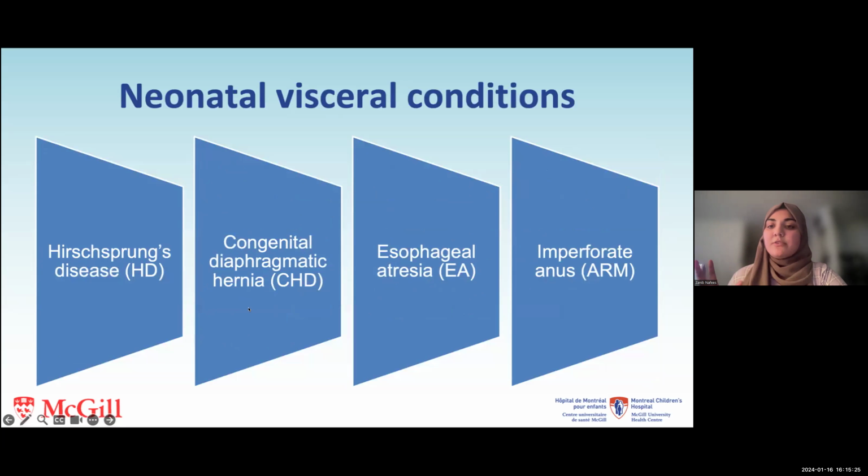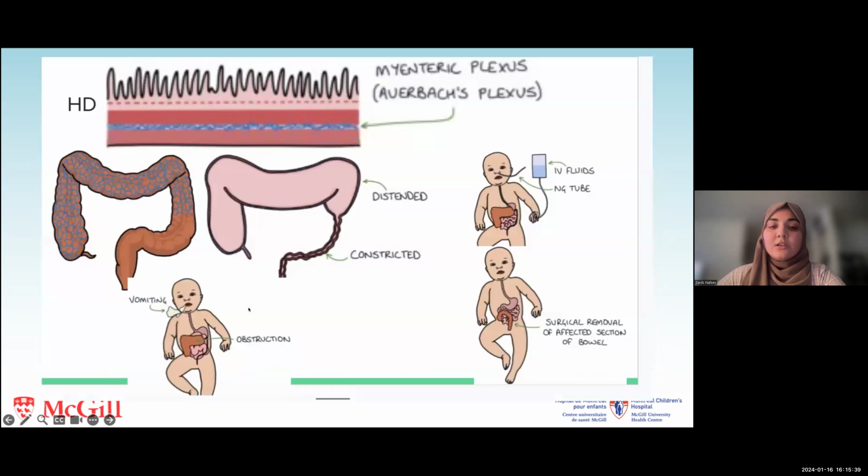So let's briefly overview the neonatal visceral conditions. Children and young people are affected by congenital diaphragmatic hernia, CDH, esophageal atresia, EA, Hirschsprung disease, HD, and imperforate anus. So Hirschsprung disease is a congenital condition where nerve cells are missing in the myenteric plexus of the bowel, as you can see, leading to impaired bowel motility.